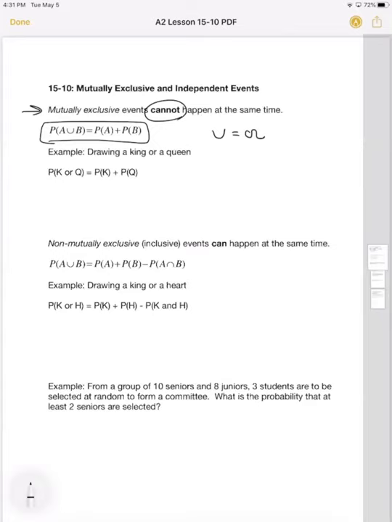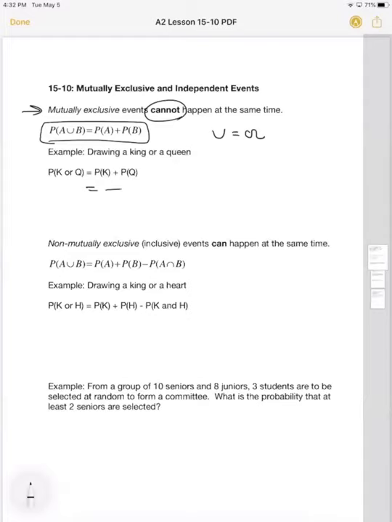Well, it's drawing a king or a queen. You can't draw one card out of a pile of 52 card deck and get both a king and a queen in the same card. They are mutually exclusive events. They cannot happen at the same time. So what we do here is we simply just add the individual probabilities together. So let's go ahead and do that.